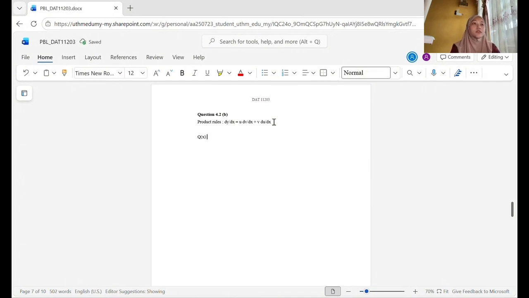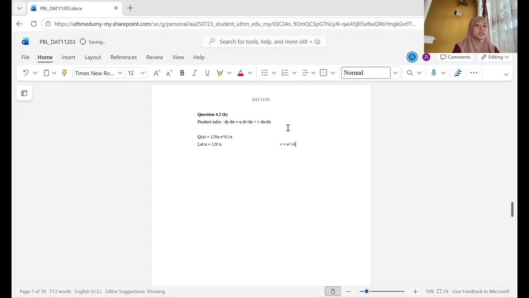AA251861. So question 4.2b, which is my part, is about plotting the graph digitally and finding the maximum point for the heat transfer function. The equation given is Q of x equals 120x times e to the power of negative 0.1x.